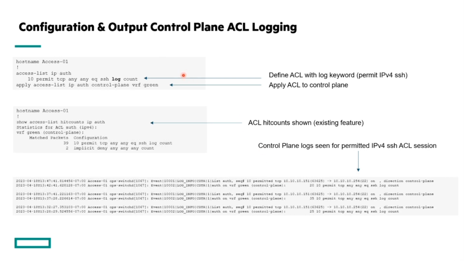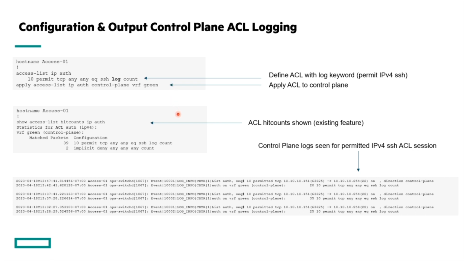Here we have a similar example, however this time we are just looking at an IPv4 access list. The access list again is an SSH access list, and we've applied that to the control plane.